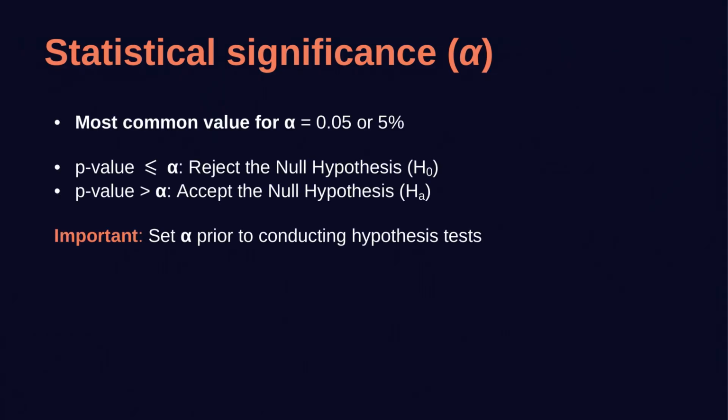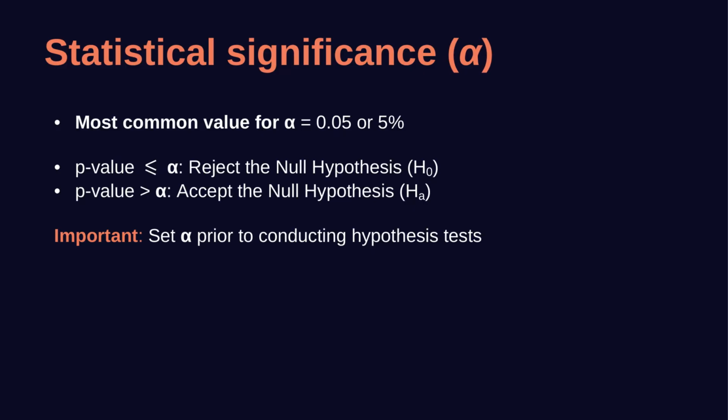P-values tell us how much evidence we have for the null hypothesis. A large p-value means that there isn't evidence to support the alternative hypothesis. So we stick with the null hypothesis. A small p-value, on the other hand, makes us lean toward the alternative hypothesis and reject the null hypothesis. But how do we decide what counts as a small or a large p-value? What's the cutoff point? The cutoff point is called significance level, denoted by alpha.